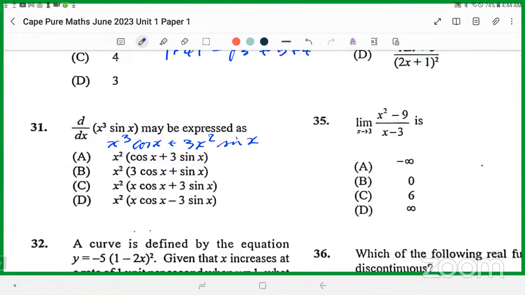Which answers that. But then I factorize x squared out of it, right? So if I factorize x squared out of it, I'm going to get x squared into x cos x plus 3 sin x. That's what I'm looking for now. x cos x plus 3 sin x. So then set this one.